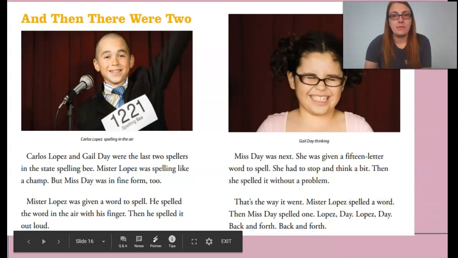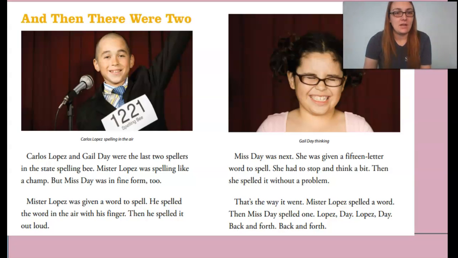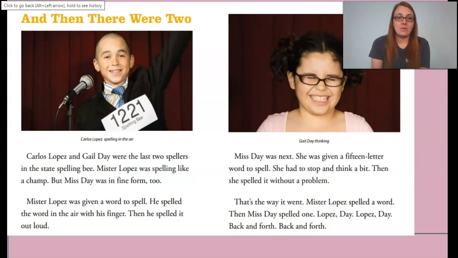Let's move this up here. Carlos Lopez and Gail Day were the last two spellers in the state spelling bee. Mr. Lopez was spelling like a champ, but Miss Day was in fine form too. Mr. Lopez was given a word to spell. He spelled the word in the air with his finger. Then he spelled it out loud. Miss Day was next. She was given a 15-letter word to spell. She had to stop and think a bit. Then she spelled it without a problem. That's the way it went. Mr. Lopez spelled a word, then Miss Day spelled one. Lopez, Day, back and forth, back and forth.